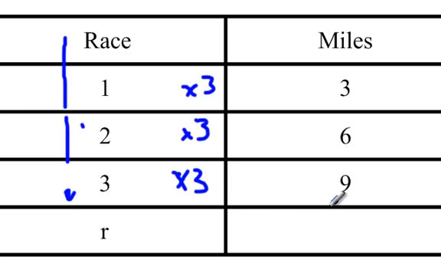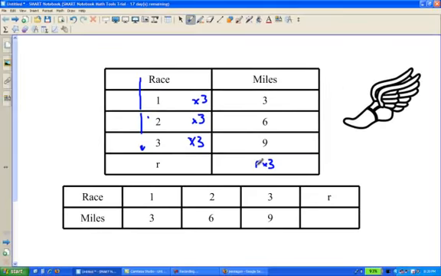So my variable here is r. So I'm just going to write r times 3. And that's an expression, right? It has a variable, r, it has an operation sign, it has a constant, the number 3. That's never going to change.